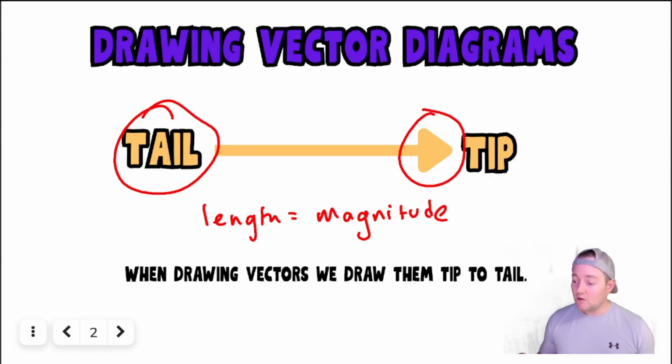Now, the key when drawing vectors is to do tip to tail. So we never draw two arrowheads together. We always draw the tail of one touching the tip of the other. And we'll see that now when we do a little question.